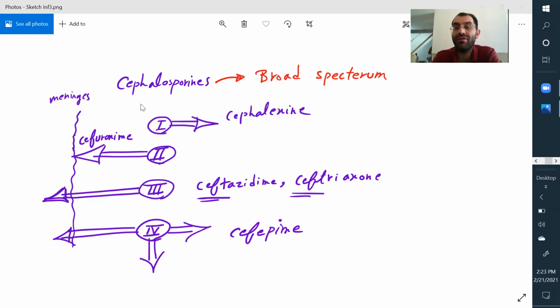Do we have an oral third generation that you can easily use even for UTI? Oral third generation, guys. What is the name? Cefixime. I'm not aware of the brand name.